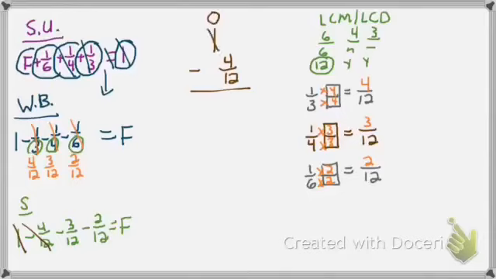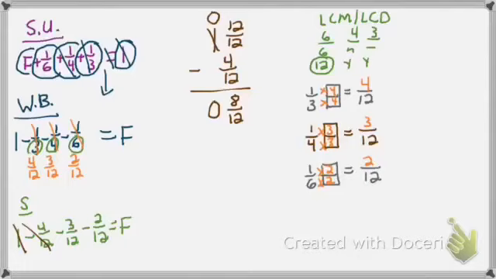Cross out the 1, make it a 0. What am I going to break that Hershey bar into? Well, my denominator tells me 12ths. I have all of them, so I'm breaking it to 12/12. Now I can subtract. Common denominator is 12. I subtract 12 minus 4 equals 8, so I have 8/12. 0 minus 0 equals 0.